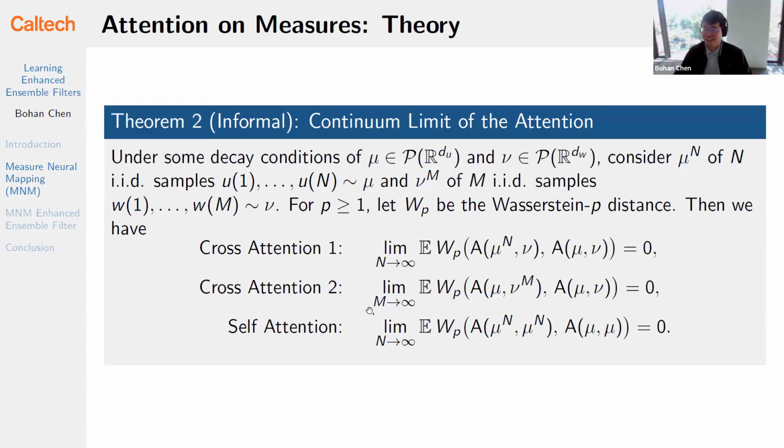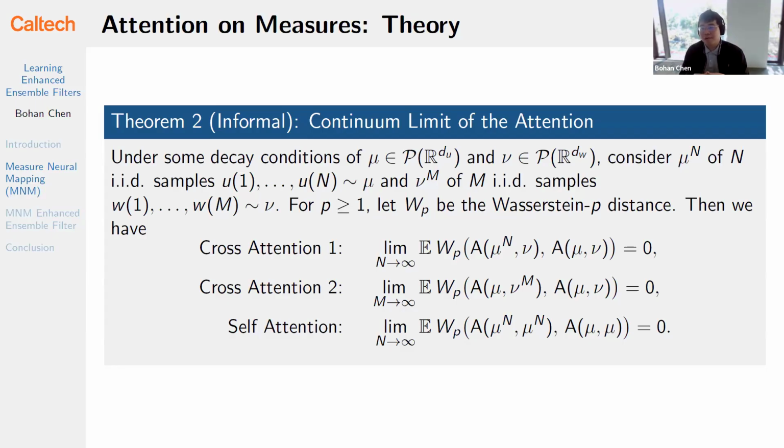And the second is about the second input of the cross attention. And the third is about the self-attention. The last one is the most difficult because there are two inputs, the first and second inputs are changing in this way, and they are correlated to each other. So this theorem is very important.